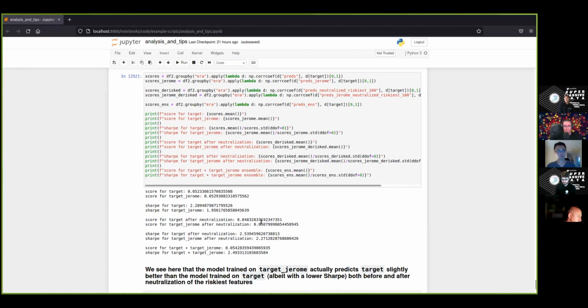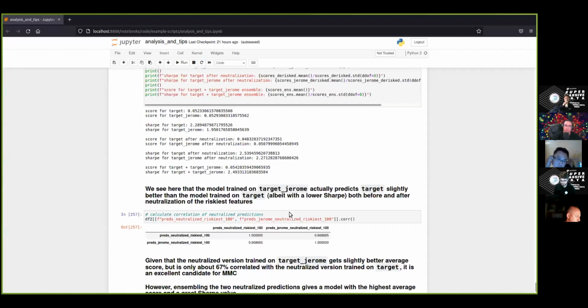So training on Jerome is actually predicting target NOMI better than training on target NOMI. But you can see that ensembling both of these together actually gives you something that's substantially better than anything else and has a much higher Sharpe than anything else. So yeah, the different targets are great for ensembling.